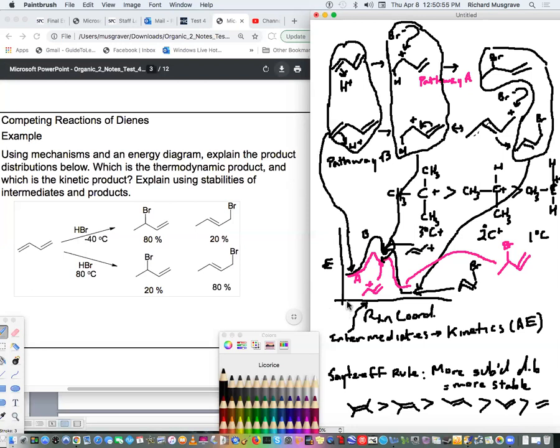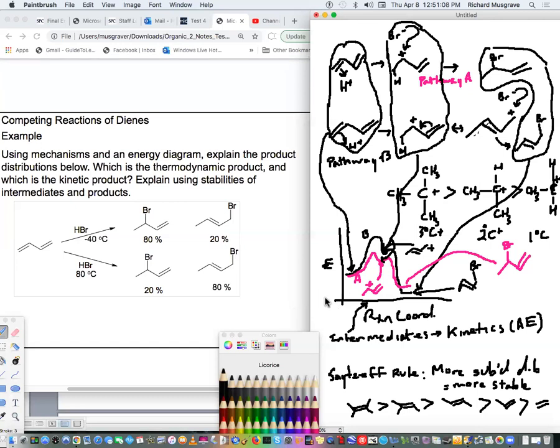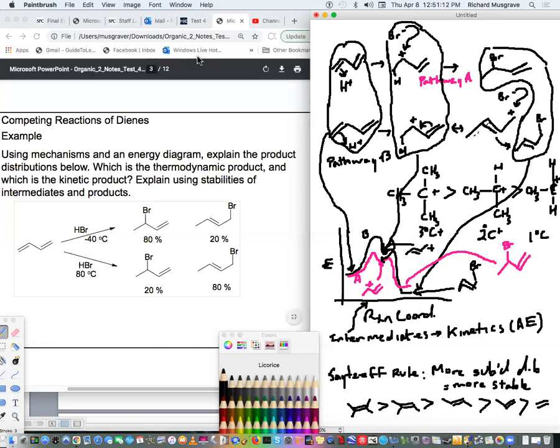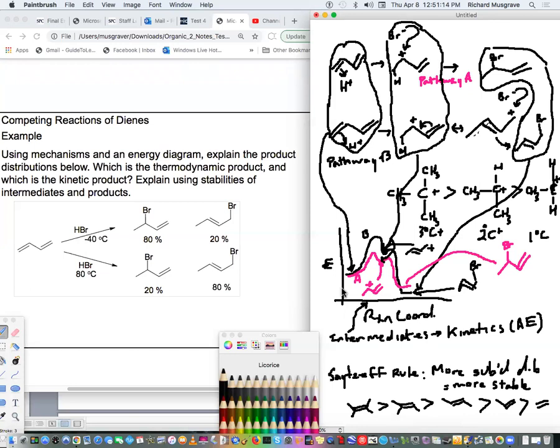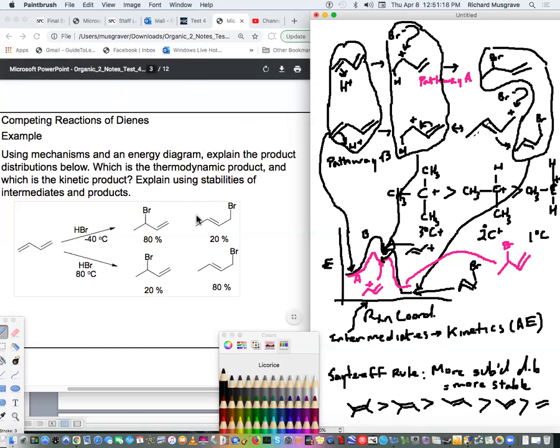Five, four, three, two, one. Okay. All right, so most people understand what's going on, but does anybody have any questions? Yeah. Why, if the carbocation on the black one is less stable, why does it need more energy to get over the humps?